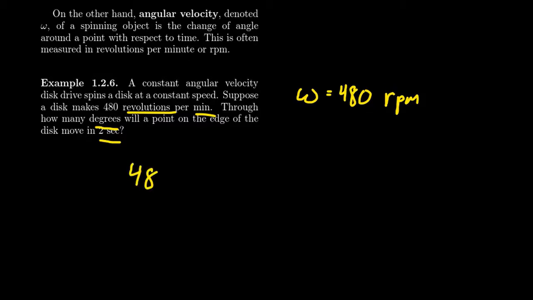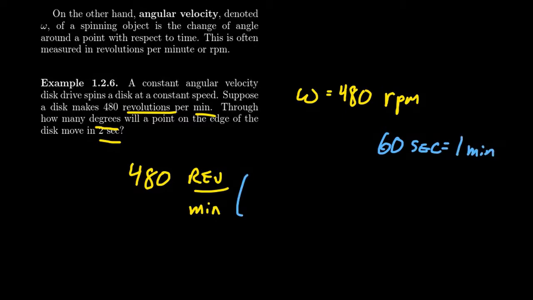If you have 480 revolutions per minute, let's first deal with the time. Minutes, as we know, we have to switch to seconds. So 60 seconds is equal to 1 minute. If we multiply this by 1 minute divided by 60 seconds, you'll notice that 1 minute and 60 seconds are the same thing, so that's just the quantity one. But I want to cancel out the minutes, so we get 60 seconds in the bottom. Now this gives us revolutions per second, but we want to get into degrees. How do we switch to degrees? Well, one revolution is equal to 360 degrees.